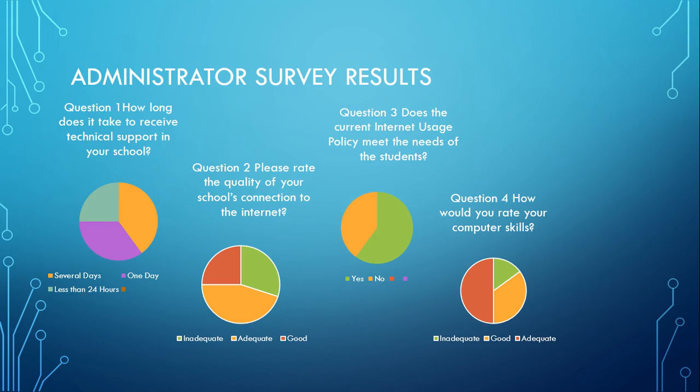Sufficient, but not where we probably want to be with our measurable mark of being good there. The third question, on the internet usage policy, I think it's lack of understanding. Just follow-up questions as we ask after we have completed the surveys and then talking additionally to other staff members. It's lack of understanding of the policy itself. And then four is just the rating of their computer skills.